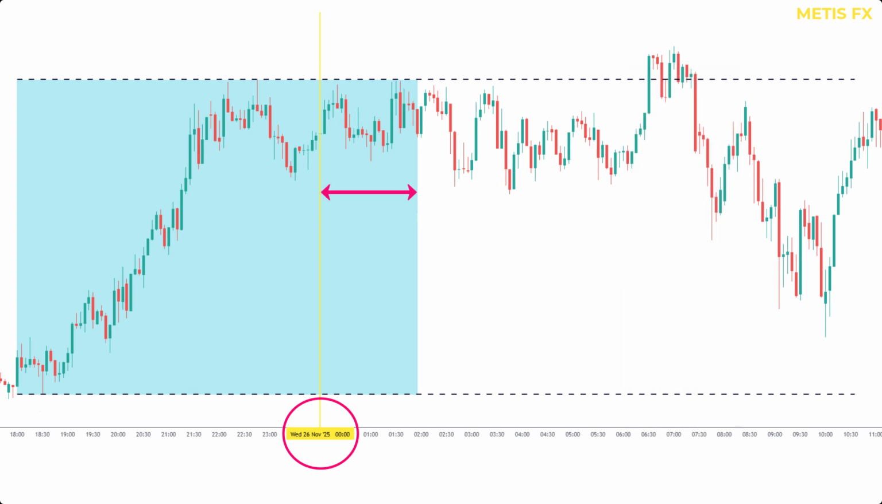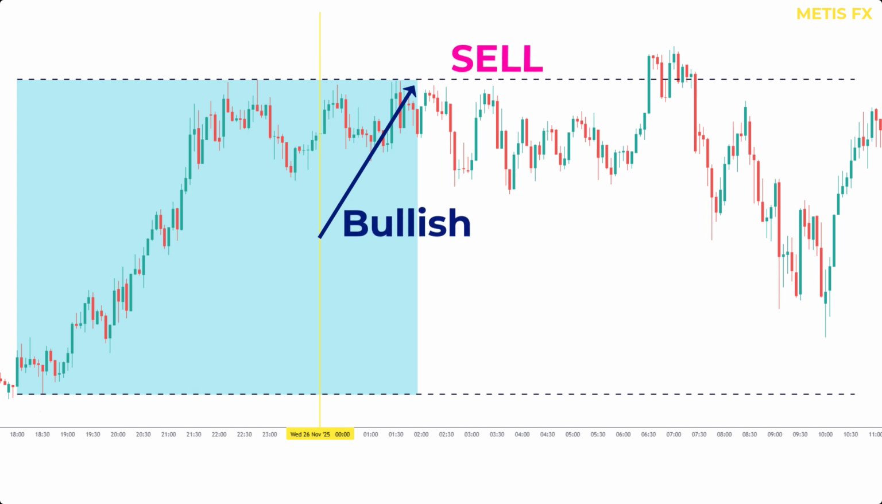From the New York 0 candle until the end of the Asian session, it tells us what type of trade we are going to have that day. If this movement is bullish, we will look for sell trades. If the movement is bearish, we will look for buy trades. Here we have an uptrend move, so we are looking for a sell trade and searching for a short pattern.